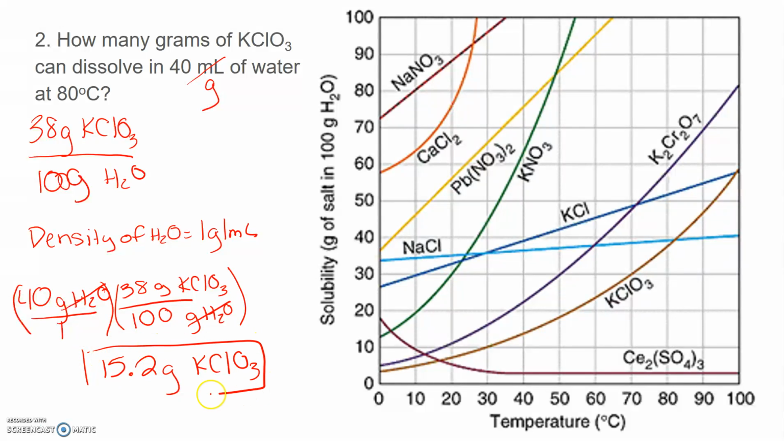Okay. And that answer makes sense, right? Because if we have less water, we would expect that we can only dissolve a smaller amount of solute. So again, you can use the data from the solubility curve as a conversion factor. Okay? And using the fact that the density of water is 1 gram per milliliter, we were able to find how many grams of KClO3 we could dissolve in 40 milliliters or 40 grams of water.